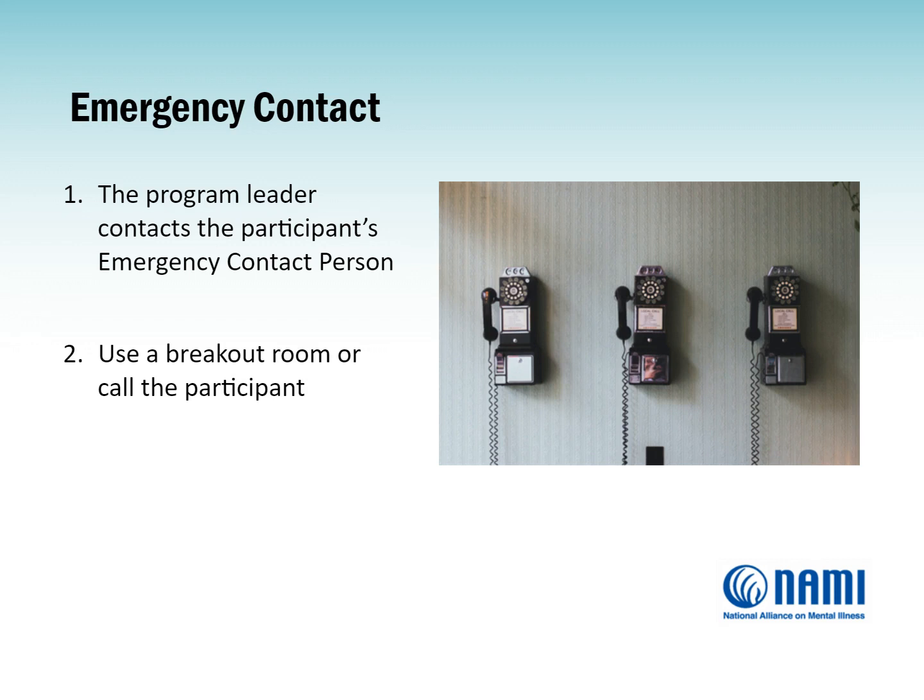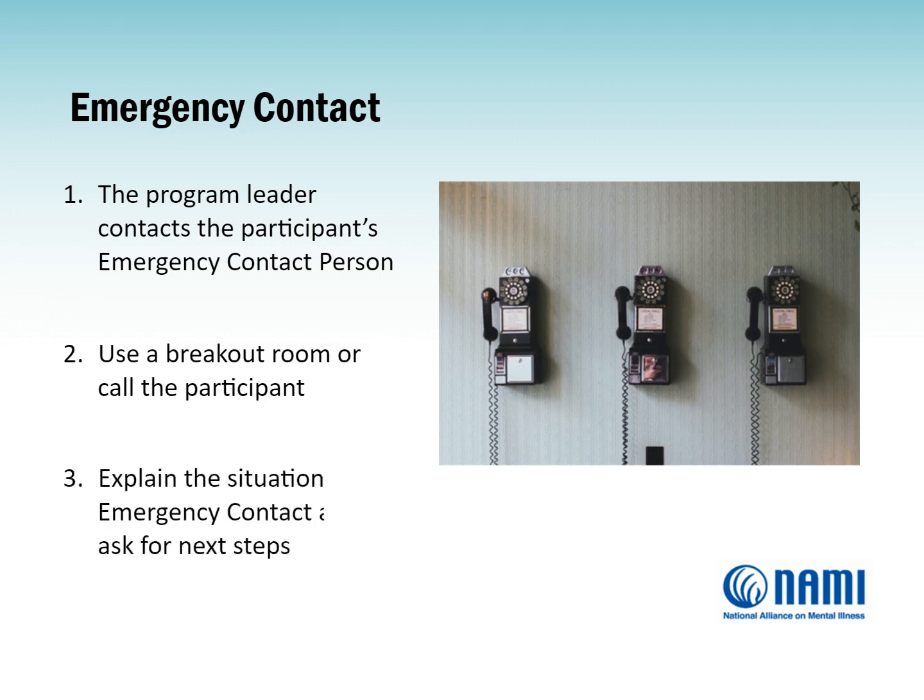During this one-on-one session, the program leader should tell the participant that they are also going to call the participant's emergency contact person. When the program leader connects with the participant's emergency contact person, they should explain the situation and ask for actionable next steps. Potential actionable next steps could include redirecting the participant to crisis services and/or connecting them to emotional support people.